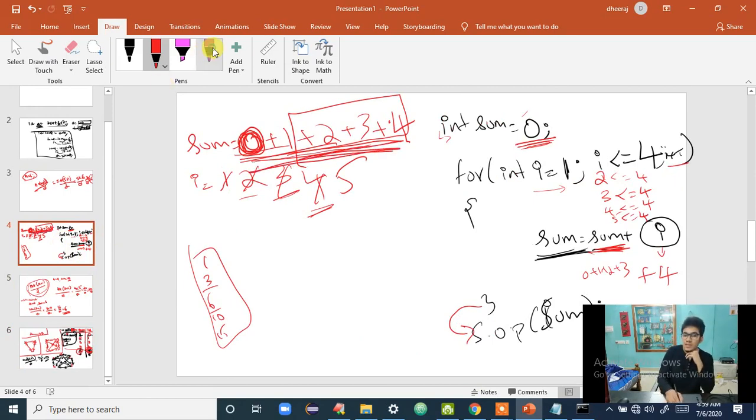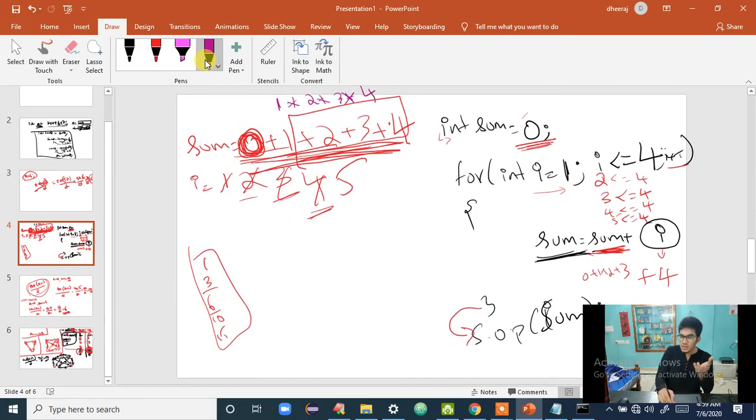Yes. The question is, what if instead of 1 plus 2 plus 3 plus 4, I wanted 1 into 2 into 3 into 4? Instead of plus here, what if I wanted multiplication? Don't you think what I should have done is, instead of telling sum is equal to sum plus i, I should have told sum is equal to sum into i. Simple.